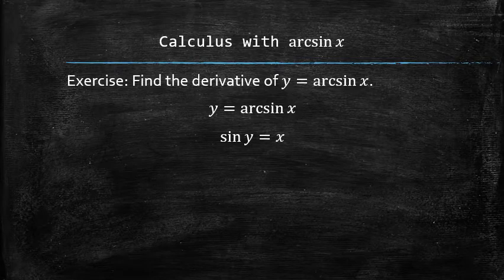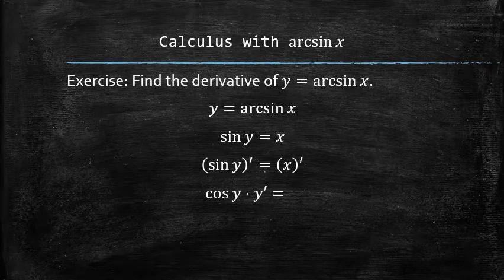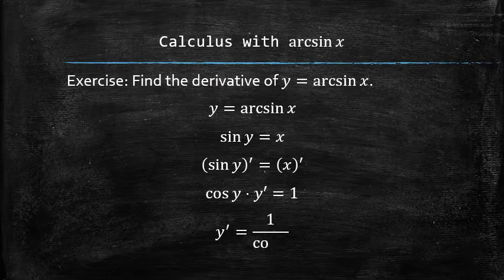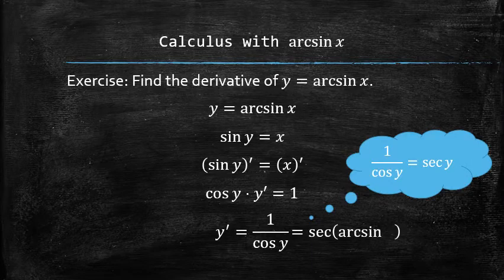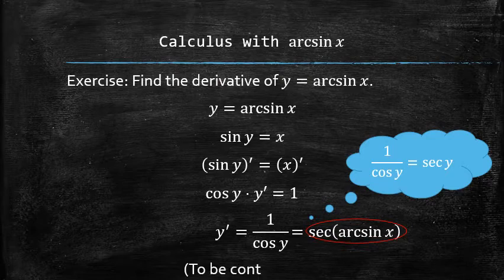First, let's apply the sine function to both sides, and then differentiate each side. On the left side, we use the chain rule, and on the right, it is just the derivative of x. Divide both sides by cosine of y, and replace y with the arcsine of x. We definitely learned how to simplify such expressions in trigonometry.